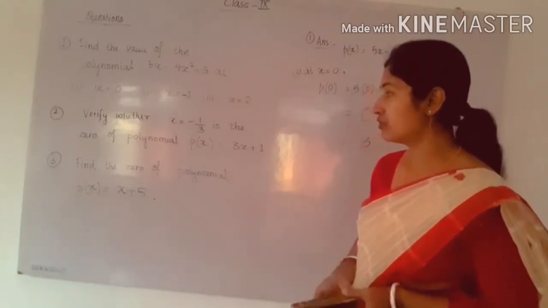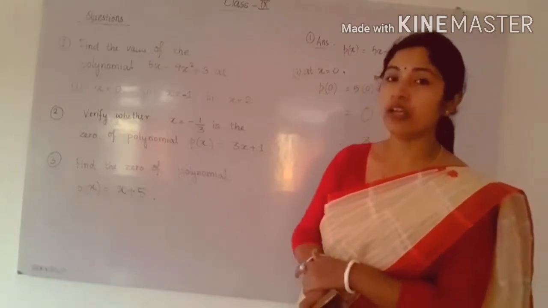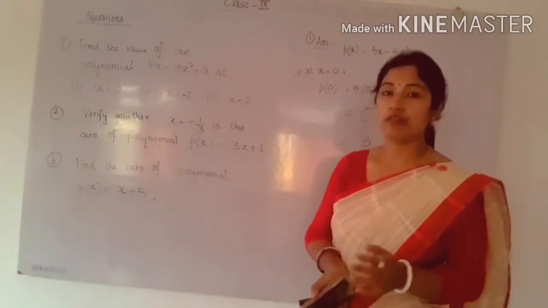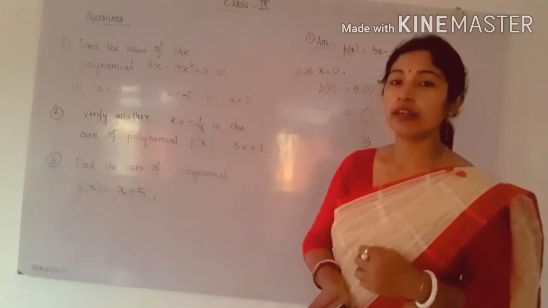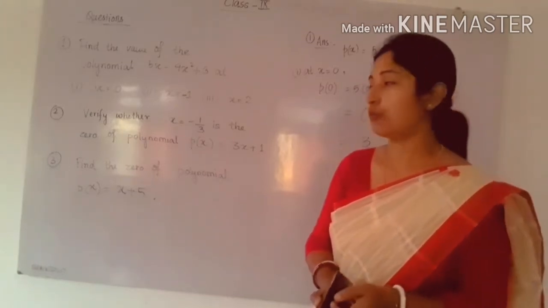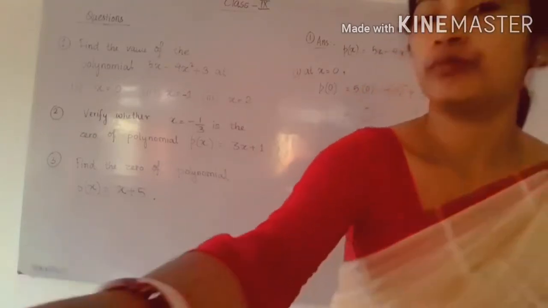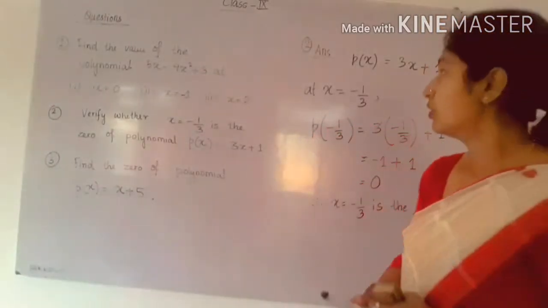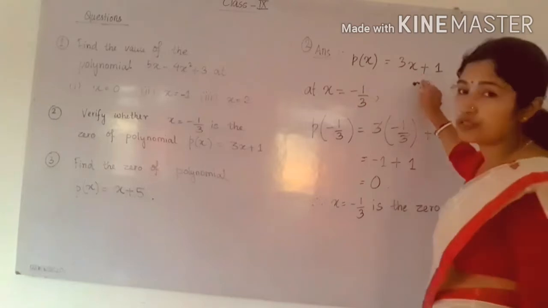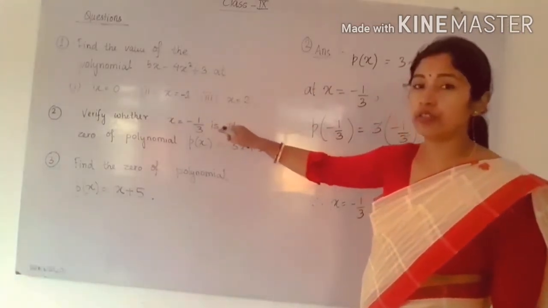So what we have to check, first we have to put x is equal to minus 1 by 3. After that we have to check that p(x) is equal to 0 or not. If the value of p(x) is 0, then the given value of x will be the 0 or solution of the given polynomial. So let us do question number 2. So the answer is, first we have to write the polynomial p(x) is equal to 3x plus 1. Next we have to check at x is equal to minus 1 by 3.